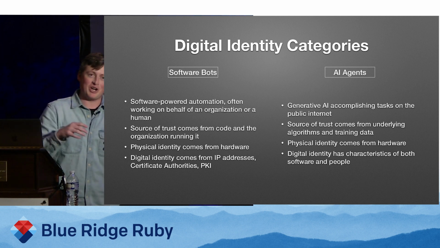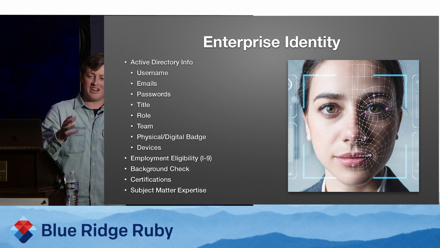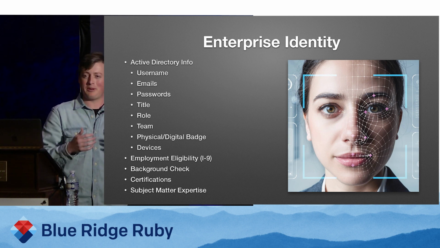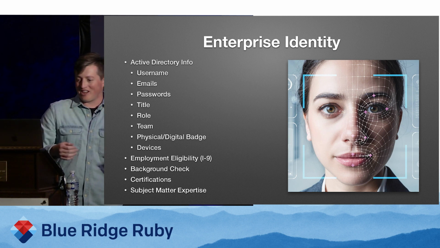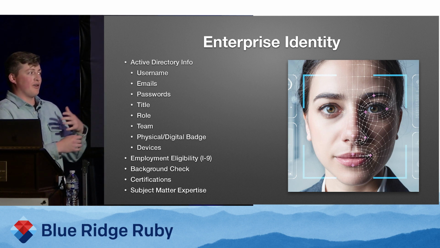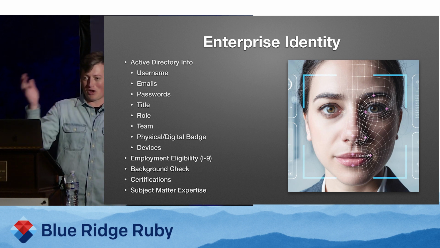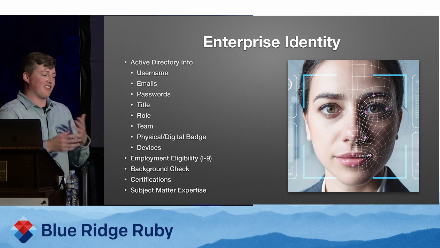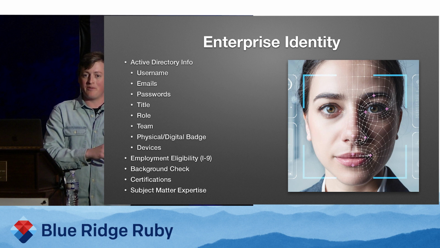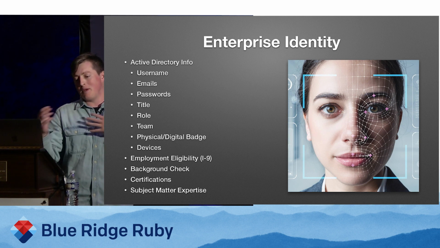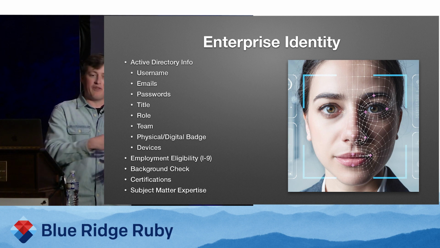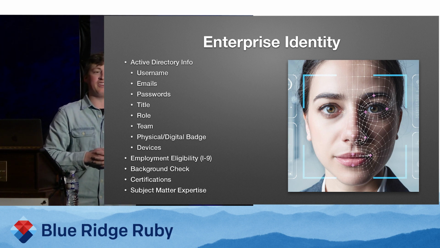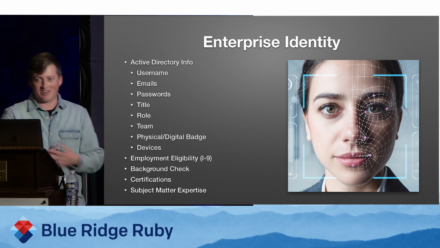Sort of double-clicking on some aspects of human identity that I think are really relevant to us as web app developers, where we typically have human users. With consumer-facing applications, our enterprise identity, or who we are at our workplace. That's usually things that are stored in an Active Directory system, like maybe some authentication identifiers, your role, title, and team, the devices you've been issued, and then the HR information, your background check, your certifications.